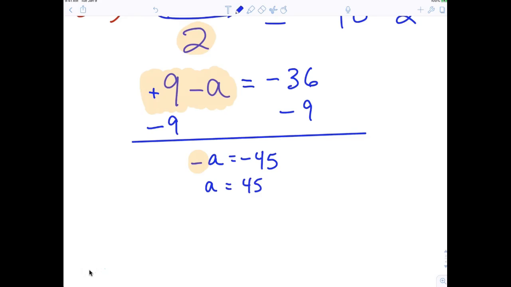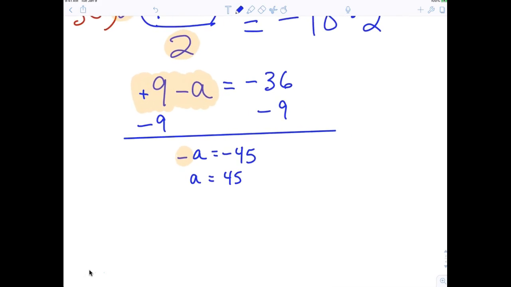Somebody said to me earlier, watch. It's better if you write it like this. It's better if you write it as negative a plus 9 equals negative 36, because now you can see better it's a minus 9. I don't remember who said that to me, but that's how I write it. That way I can tell instead of getting rid of plus 9, it's a minus 9. And when it's out of order, sometimes it's harder to see. Does that make sense?